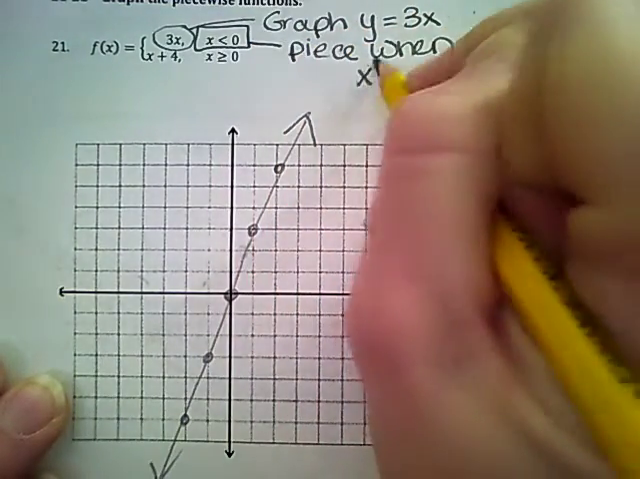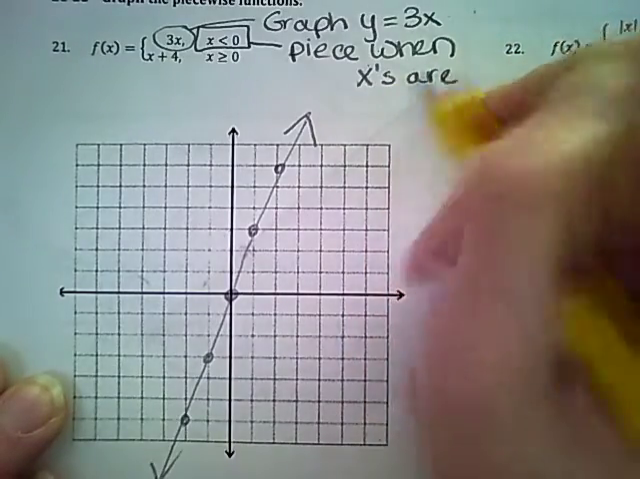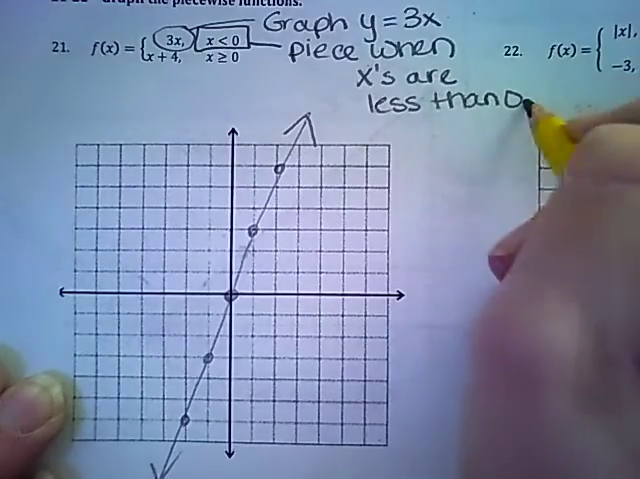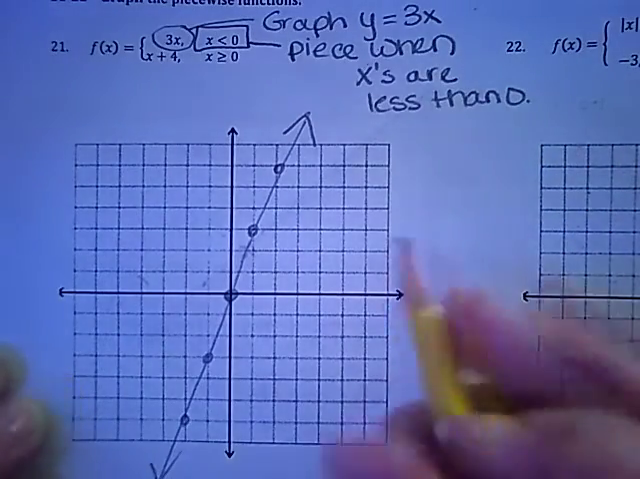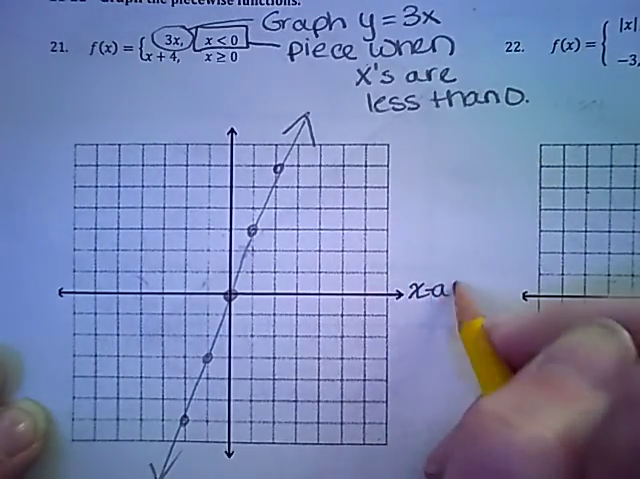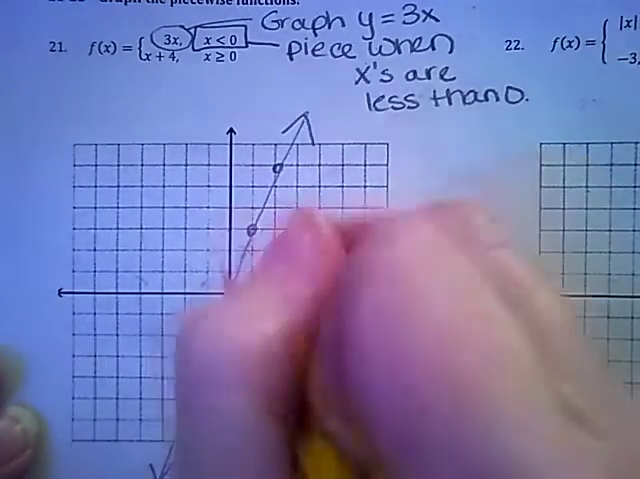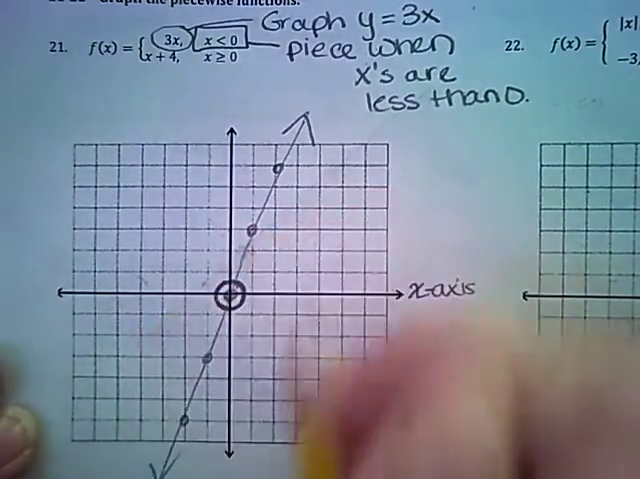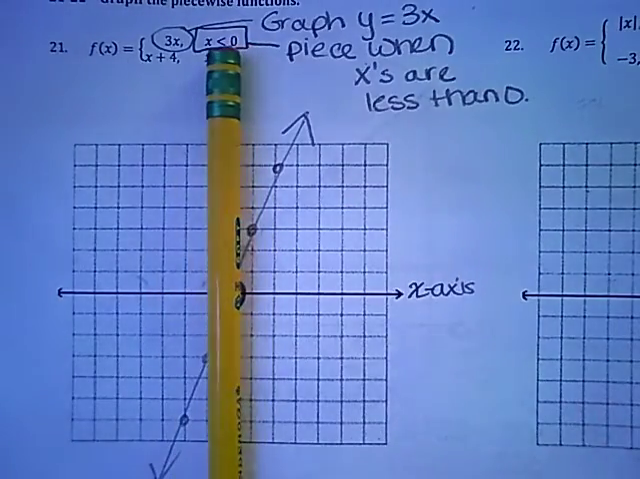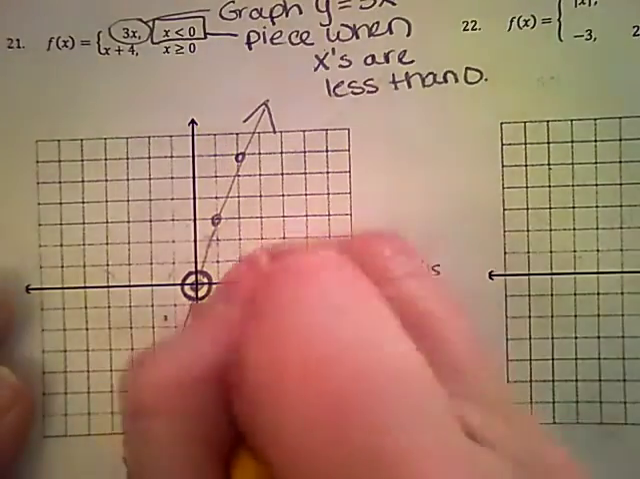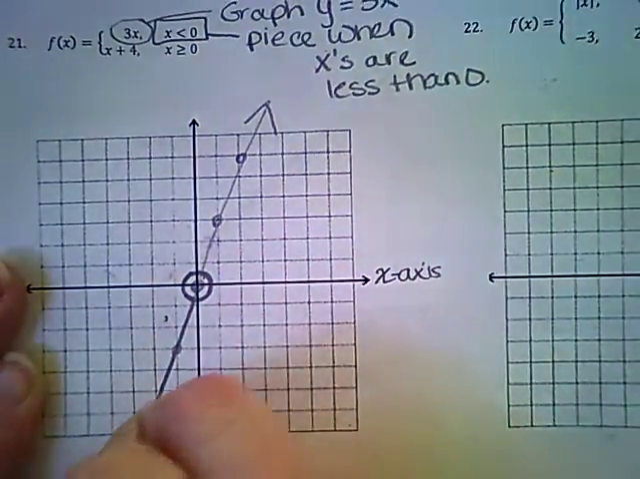When the x's are less than 0. So here's my x-axis. Here's 0. So I'm going to have an open circle here. And less than 0 is to the left of 0. So I'm going to keep this piece. And I don't need this piece.